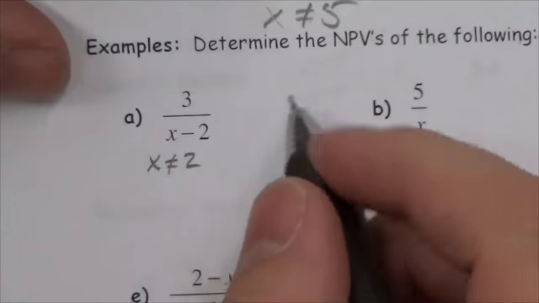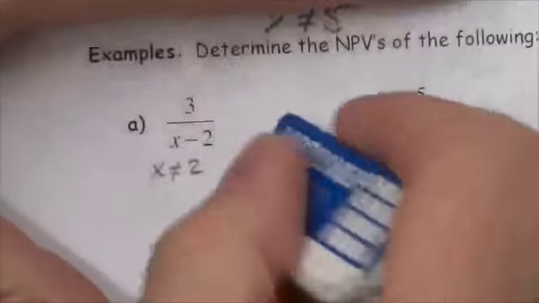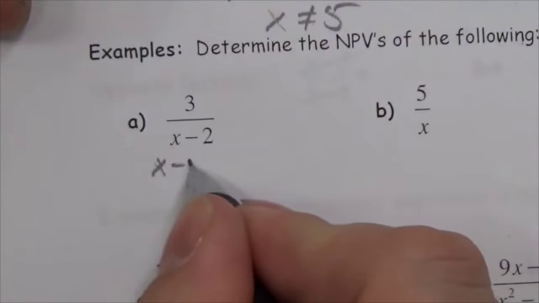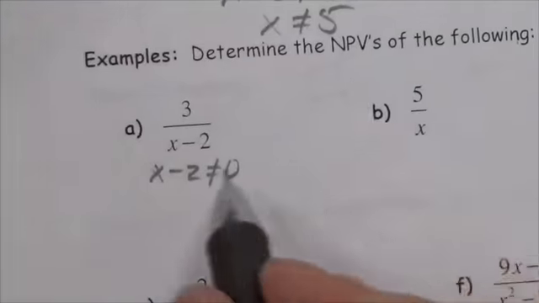Sorry, I did that a little quick. I should have written it like this to start off with. Should be x minus 2. Can't allow that to equal 0. And then I'm going to bring the 2 over. X cannot equal 2. Now, here's a situation right here where x is all by itself in the denominator here.